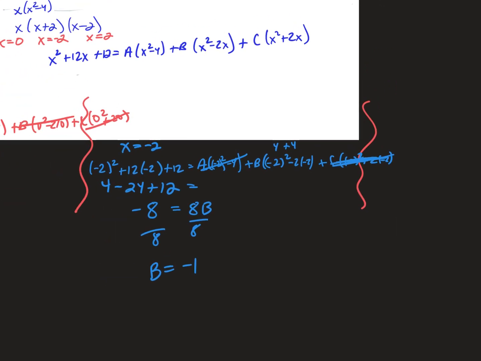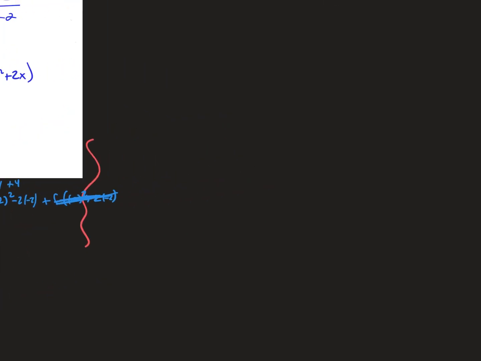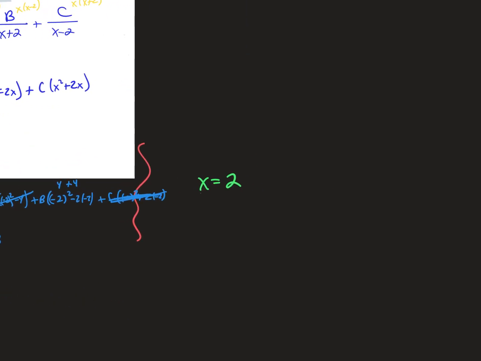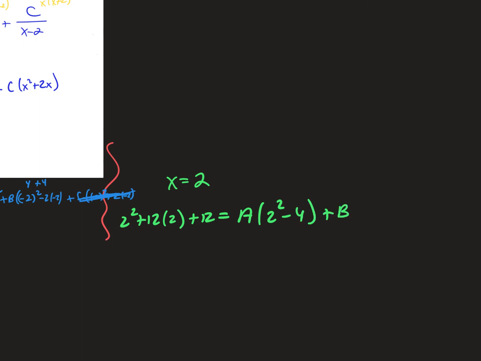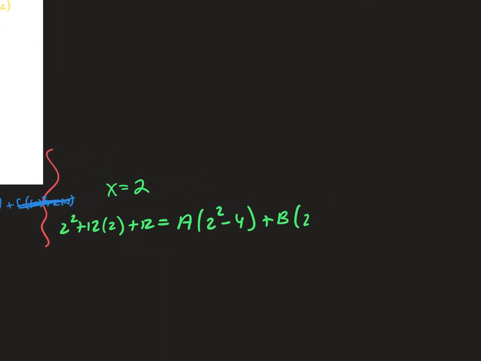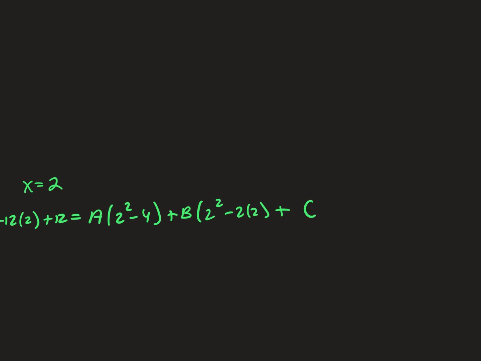Again, it's a lot to write in that first step, and then whole lots of zeros. So now we're going to do it again, and we're going to plug in positive 2. So x equals 2. So 2 squared plus 12 times 2 plus 12 equals a times 2 squared minus 4, plus b times 2 squared minus 2 times 2, and then we have c times 2 squared plus 2 times 2.